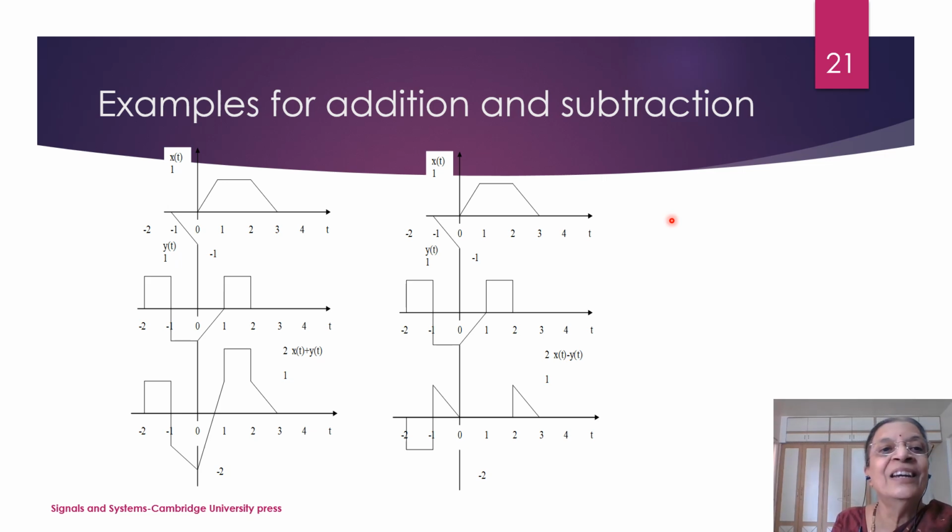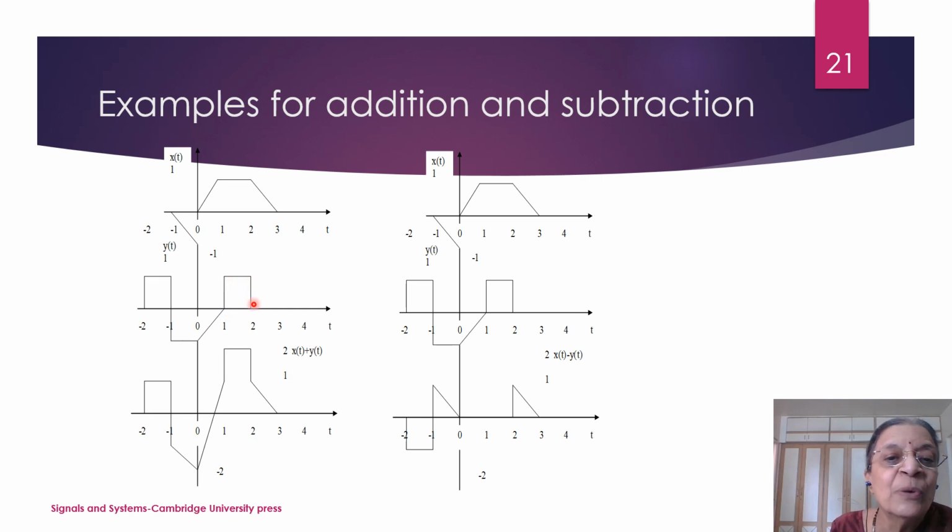Now this is a slightly complicated example I am trying to explain. I have some x of t, a time domain signal specified between 0 to 3, and it also exists between minus 1 to 0. Then I have specified another signal y of t, which exists between minus 2 to plus 2, and it has this particular shape.